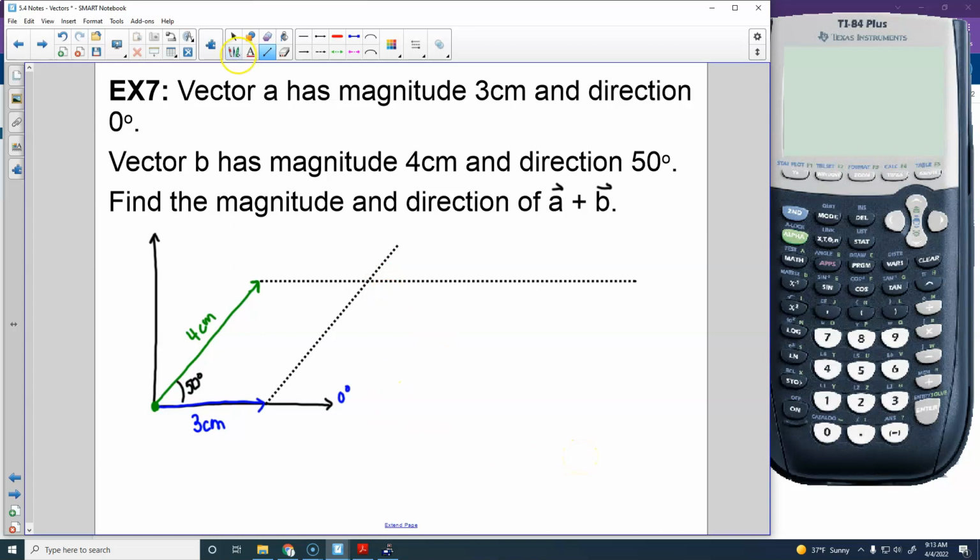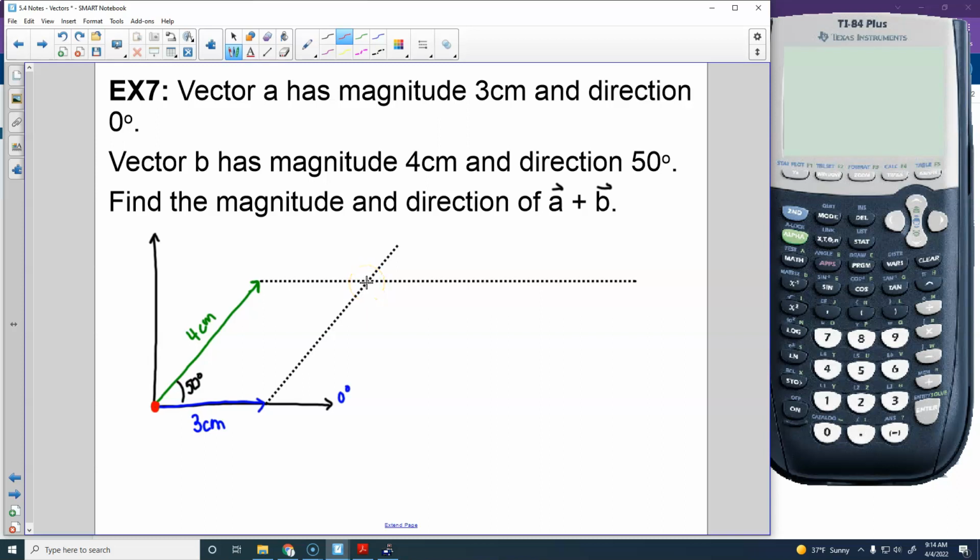Our resultant vector goes from the endpoint to the intersection on the other side. Actually, I'm going to do one thing first before we draw that in. I'm going to get rid of that. If you've already drawn it, that's perfectly fine. But notice, as I drew that in, it split this 50-degree angle, but not in half, and we don't know in what proportion. So I don't know any angles.